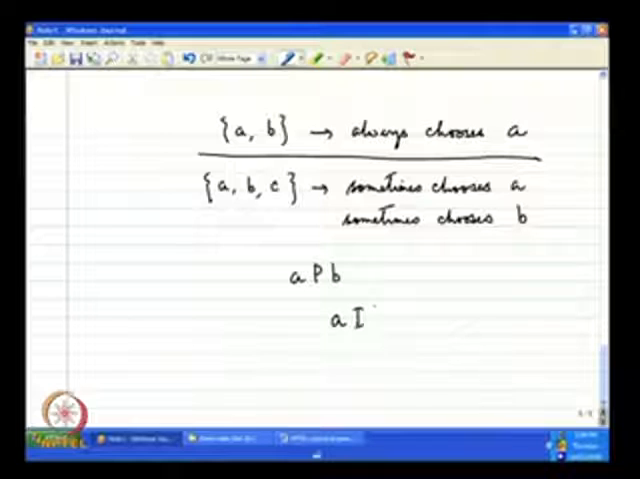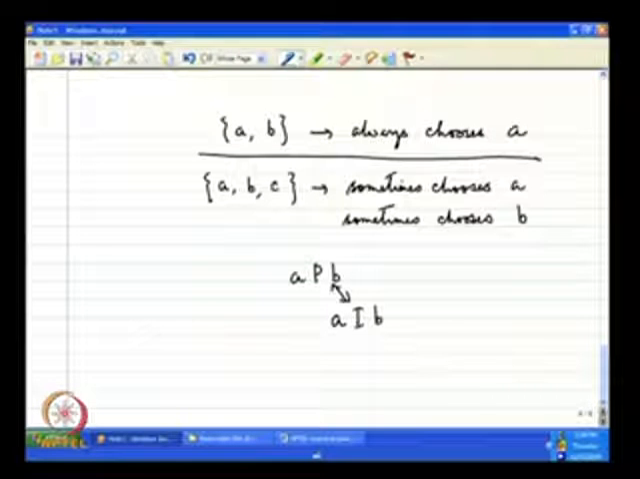We can draw the conclusion from the theory of rational choice that both A and B are best suited to him. That's why he sometimes is choosing A, sometimes is choosing B. So it might be that A I B, that is, he is indifferent between A and B, and both are best to him. That's why he is choosing sometimes A, sometimes B. But then it contradicts the first observation that A is preferred to B. So this kind of situation, if it prevails, basically violates the theory of rational choice.